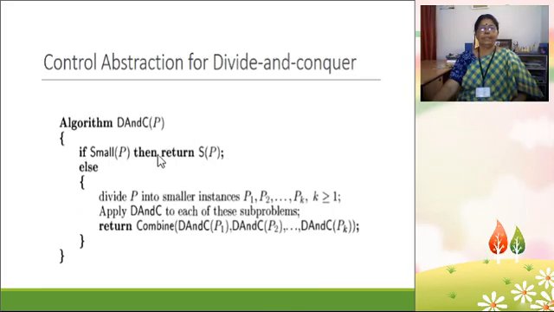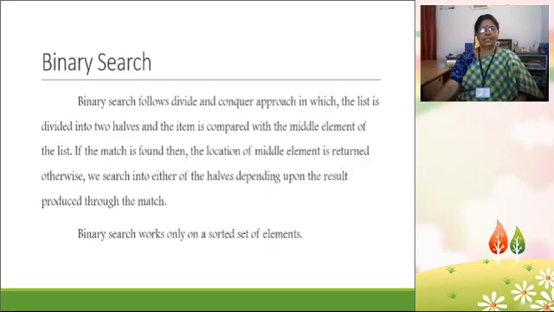If Small(P), then return S(P). So if the problem is small enough to get a direct solution, then return the direct solution. Otherwise, divide the problem P into smaller instances, say k subproblems. Apply the divide and conquer strategy to the individual subproblems. Finally, combine the solutions. Based on the divide and conquer strategy, we discussed binary search, one of the important search algorithms used in data structures.